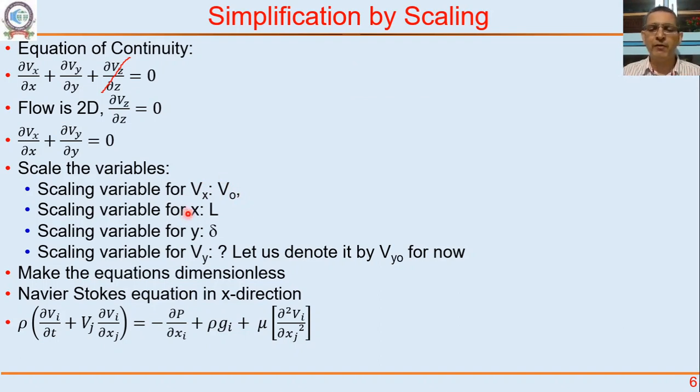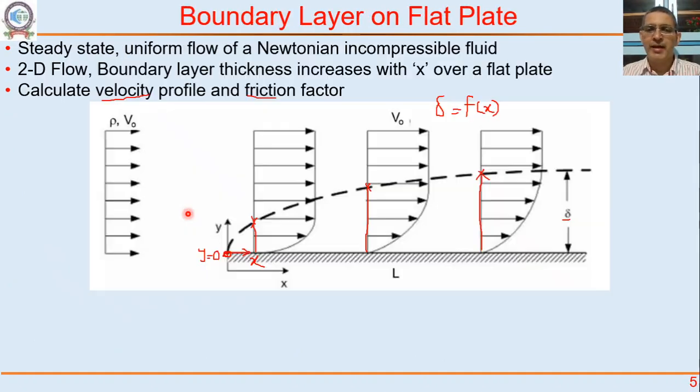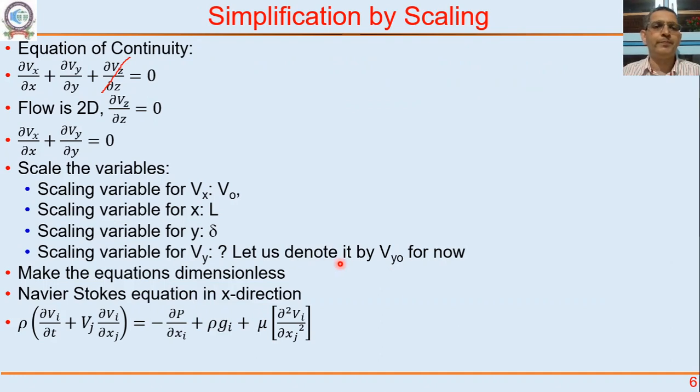What is the scaling variable for x? How does x change? X is equal to 0 here, x is equal to L here. But I want the dimensionless variable x to vary from 0 to 1. How will I do that? If I divide x by L. Then the dimensionless variable, let's say x bar, will vary from 0 to 1.